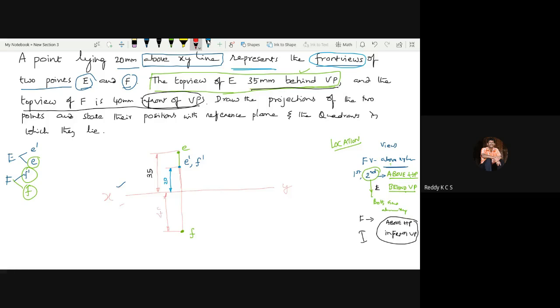This is 40 mm. Yeah. Now, any doubt regarding this? Is it clear?